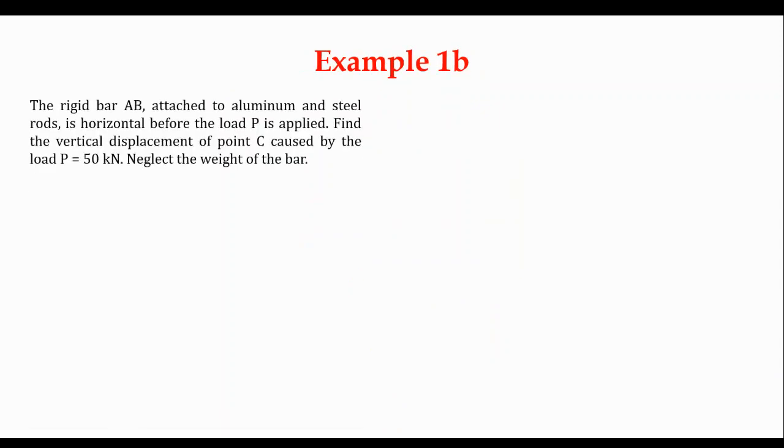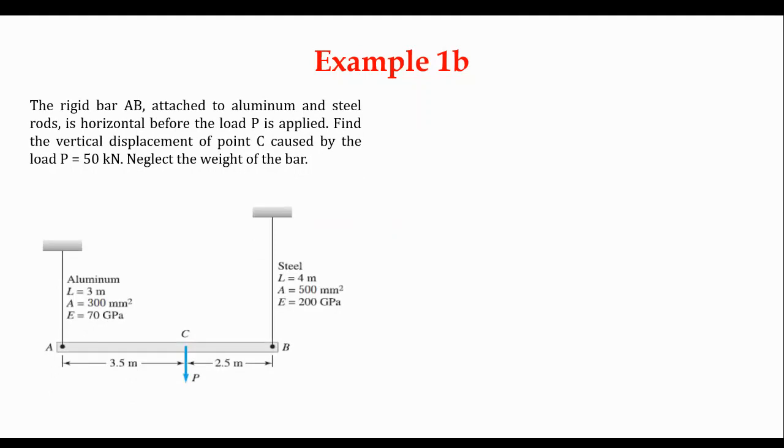Okay. The rigid bar AB attached to aluminum and steel rods is horizontal before the load P is applied. Find the vertical displacement of point C caused by the load P equal to 50 kilonewton. Neglect the weight of the bar. Okay, so as you can see, before the load P is applied, the bar is still horizontal, still level. So it is being held by aluminum on the left and then held by steel on the right.